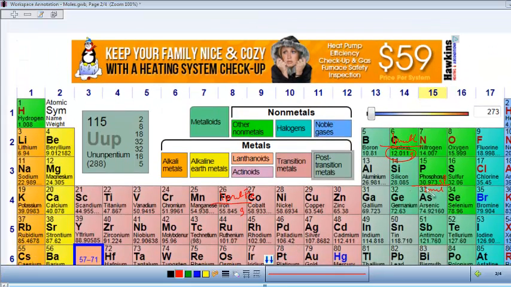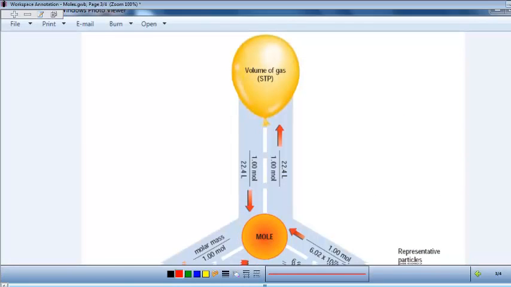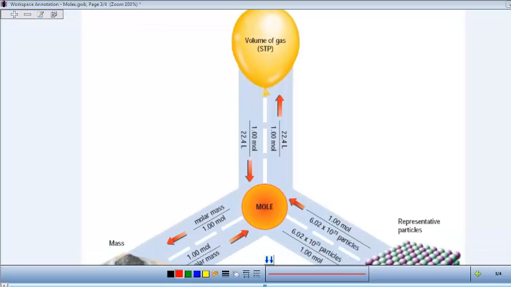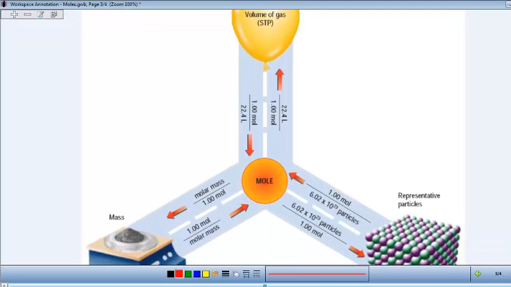So that's straightforward. It's not difficult to understand where the conversion factors come from. Most of the conversion factors you use will come directly from the periodic table. Okay? Now, this is a little diagram. I like it. Let's see if it's going to let me see the whole thing.